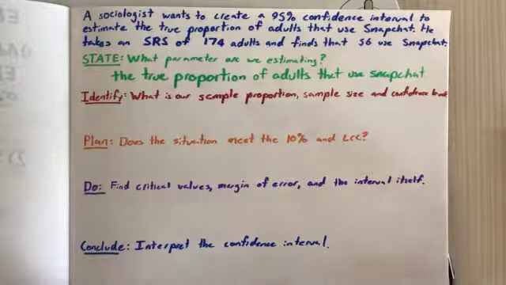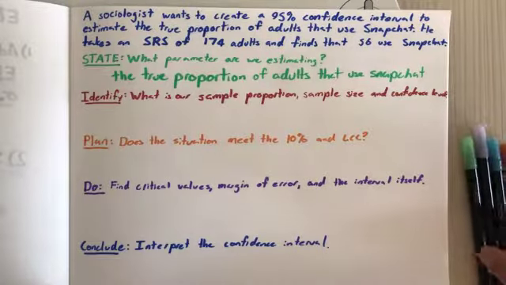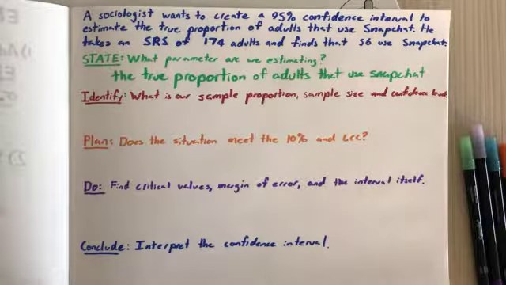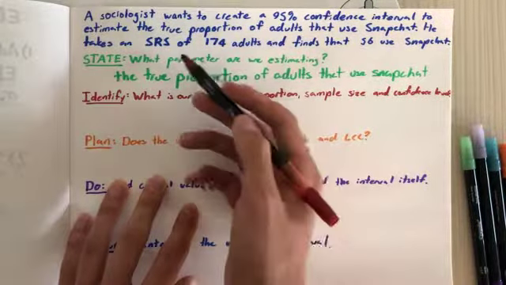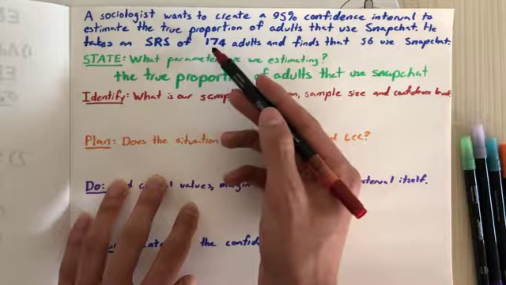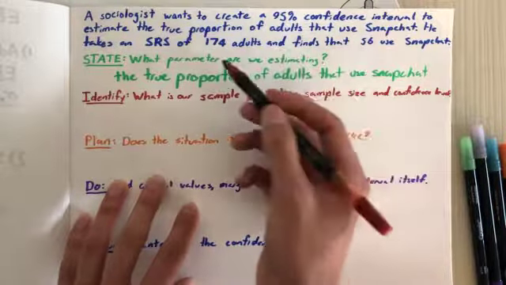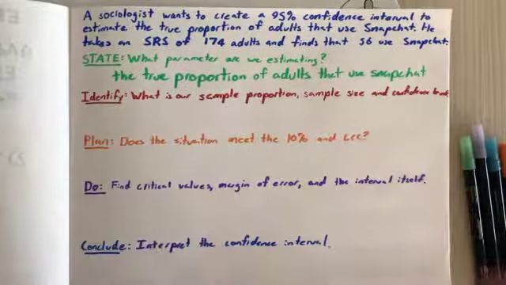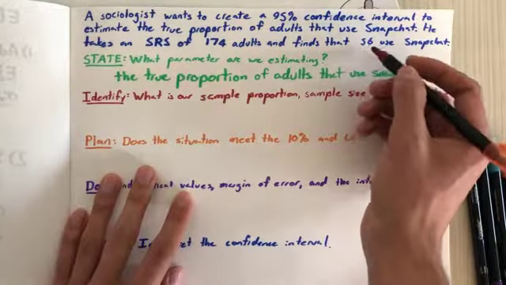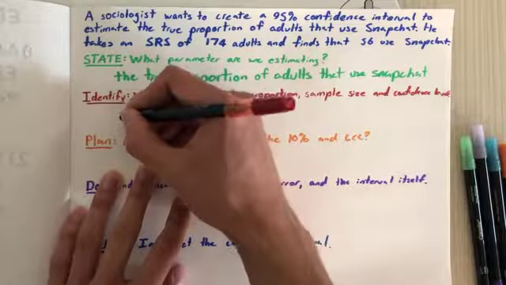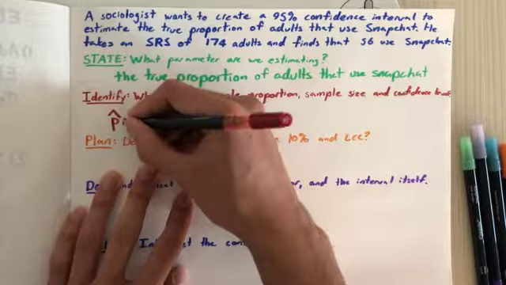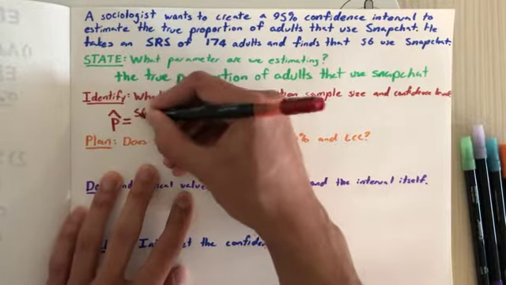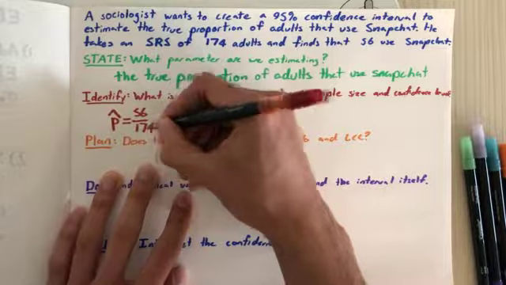The next part is identify. So we need to identify the relevant components for this problem. First of all, we want to look at our sample proportion. So we're going to find the proportion that it gives us from the sample. They took a sample of 174 adults and found that 56 used Snapchat. So the proportion that we're interested in is going to be 56 out of 174. Our sample proportion, remember, is denoted with p hat. Our sample proportion is 56 over 174.